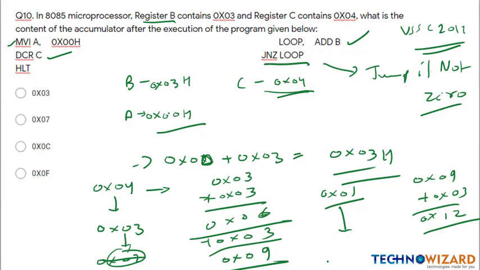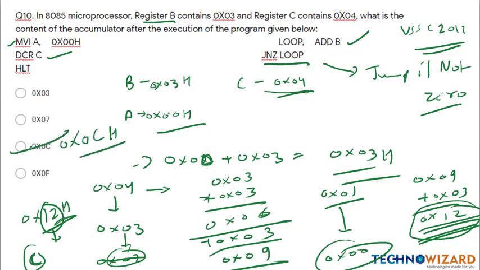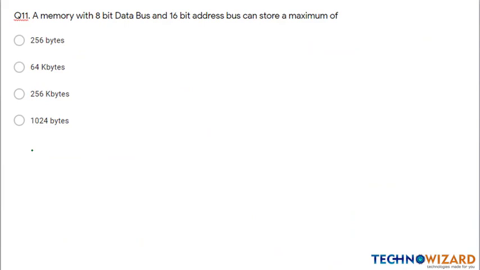After this, C becomes 0x00. That will be 0, so we don't have to add anything more. Therefore, we get the answer as 0x12H, and we know that we can write 12 in hexadecimal as C. Therefore, the answer will be 0x0CH. Option C is the correct answer. This is a previous year paper VSSC question of the ISRO exam.